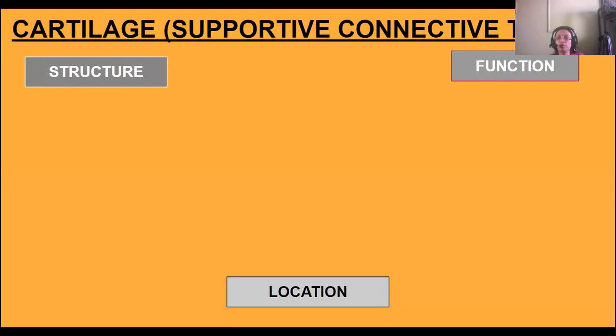Today, I've again come for the discussion of the biology chapter, that is tissues. I've been continuing from my last video. I stopped with the connective tissues. As you know, connective tissues are of three types: the connective tissue proper, supportive connective tissue, and fluid connective tissue. Connective tissue proper I have discussed in my last video.